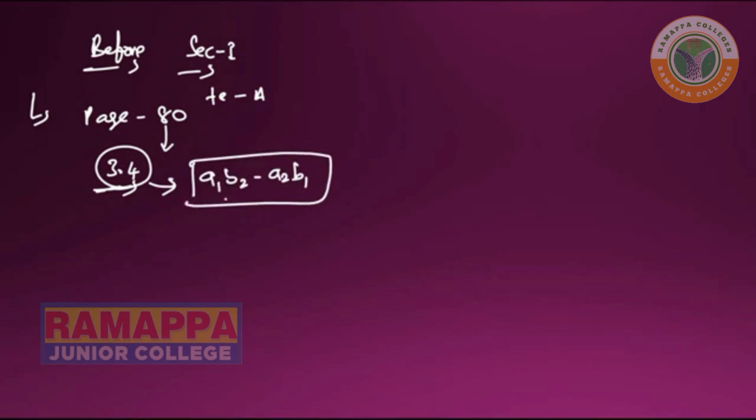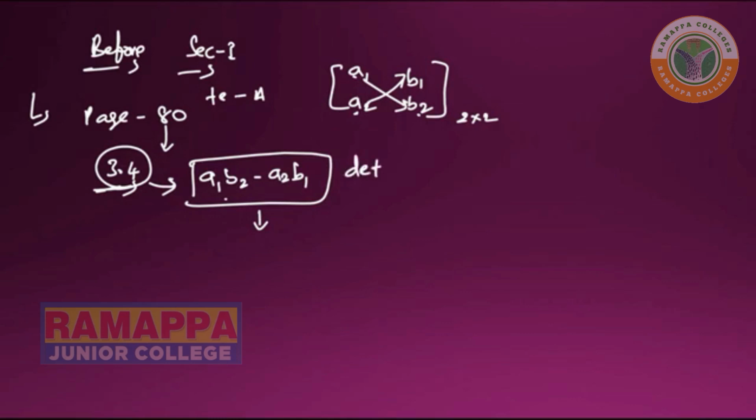I will tell you what this formula is based on. It is a 2 by 2 matrix with rows a1, b1 and a2, b2. Then a1 b2 minus a2 b1 is the determinant of this matrix, written as det of this matrix. Det means determinant here.